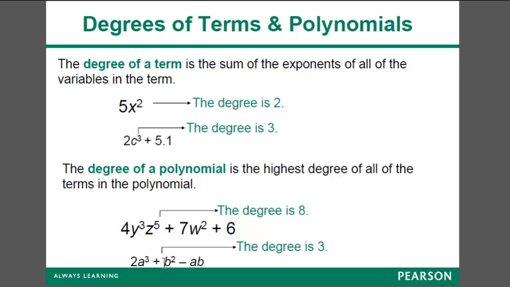Here, with 2a to the third plus b squared minus ab, we add the exponents 1 plus 1. This has a degree of 2. b squared also has a degree of 2. 2a to the third has a degree of 3. Therefore, the degree of this polynomial is 3 because a to the third has the largest degree.